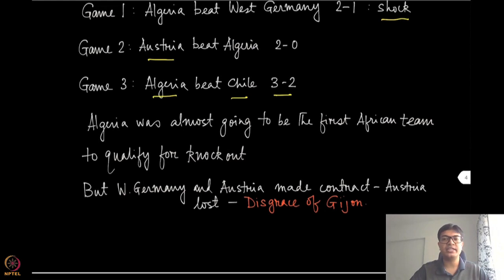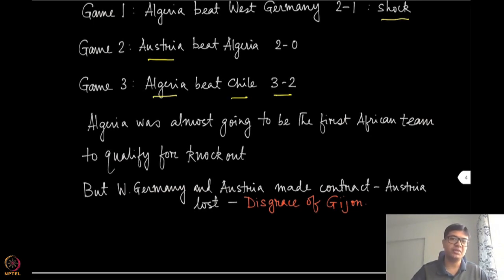They made a contract that they will essentially get... Austria will be losing to West Germany. So in the first 10 minutes of the game, West Germany was very aggressive and scored one goal. And then in the rest of the game, these teams just stopped playing. They were doing some passes around, and there was no competition among them.